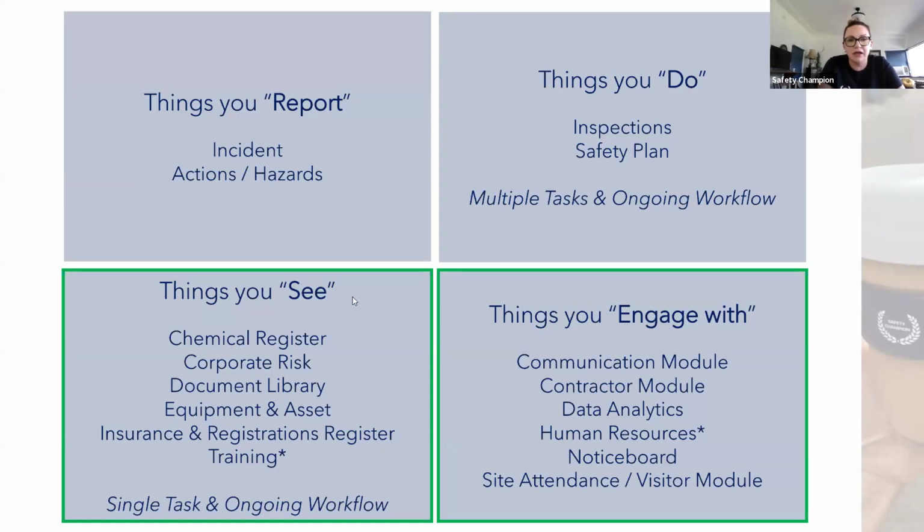Things that we see are chemical registers, corporate risk, documents library, equipment and assets, insurance and registrations, and our training. Our training sits in with the human resources, and so we're going to treat that as a core module today and probably not look at it heavily. Then our things that we engage with are our communications module, our contractors, our data analytics, notice board, and site attendance.